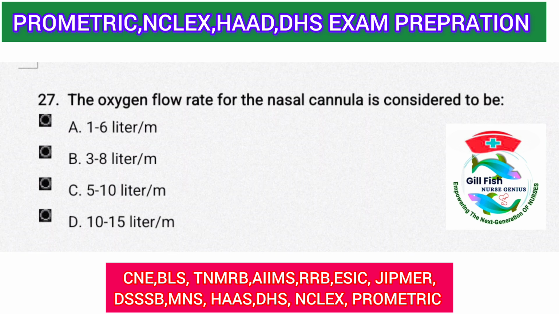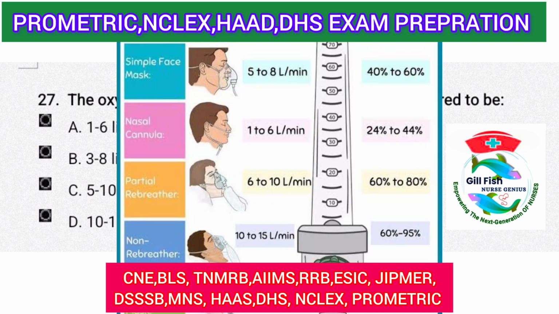Next, move on to the 27th question. The oxygen flow rate of the nasal cannula is considered to be option A, 1 to 6 liters per minute, option B, 3 to 8 liters per minute, option C, 5 to 10 liters per minute, option D, 10 to 15 liters per minute. So what is the correct answer here? Through the nasal cannula, 1 to 6 liters. So option A will be the correct answer. I have given other flow meters, you can watch the pictures also.